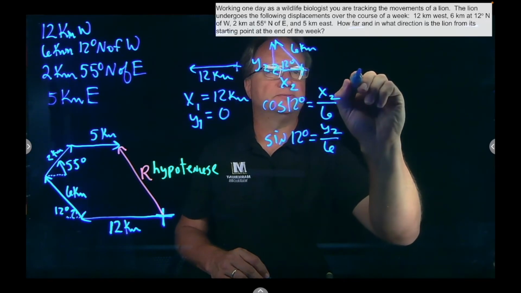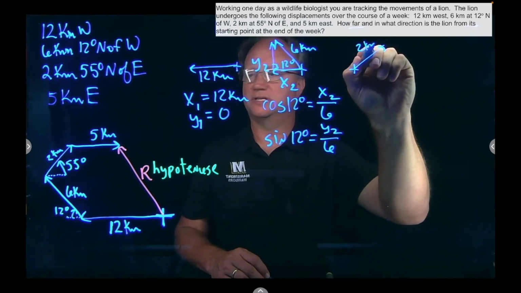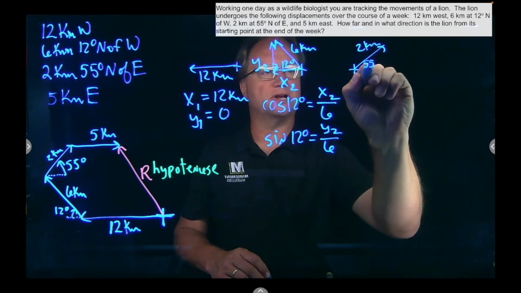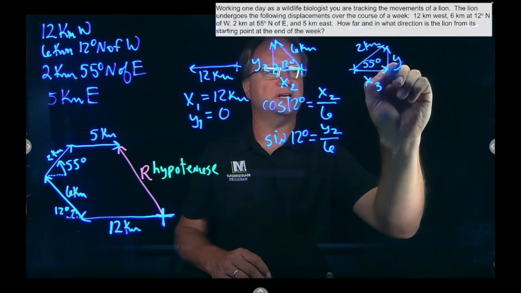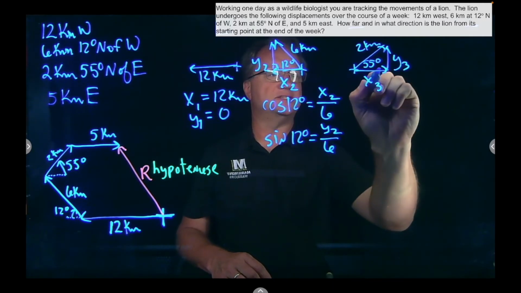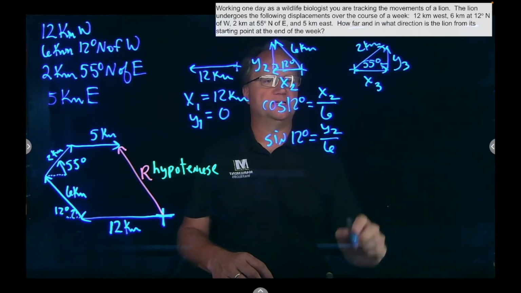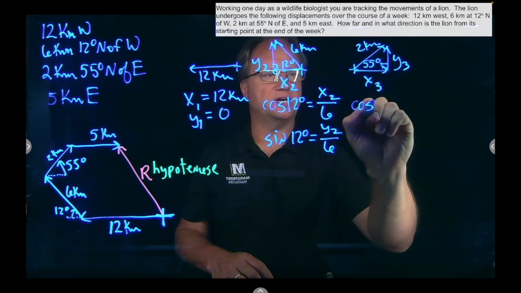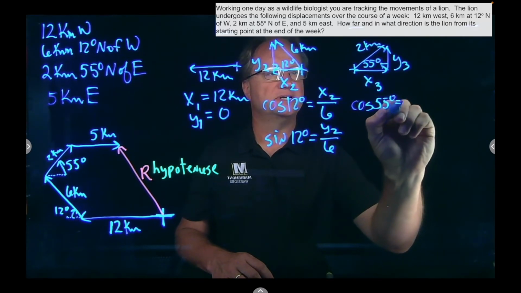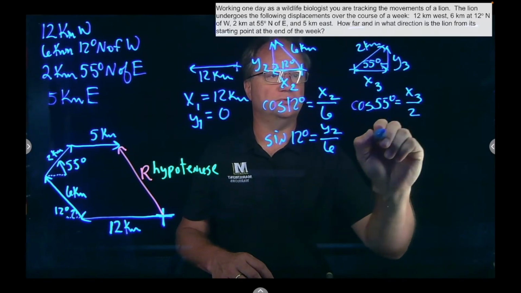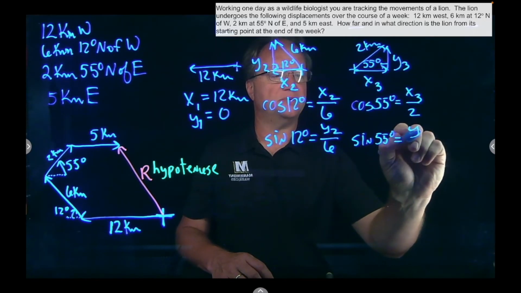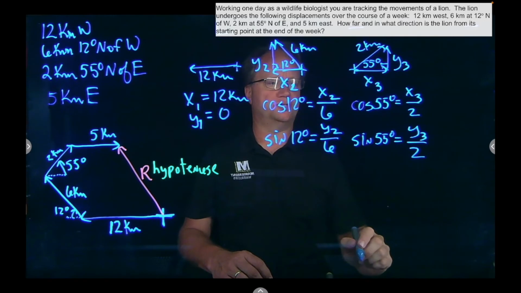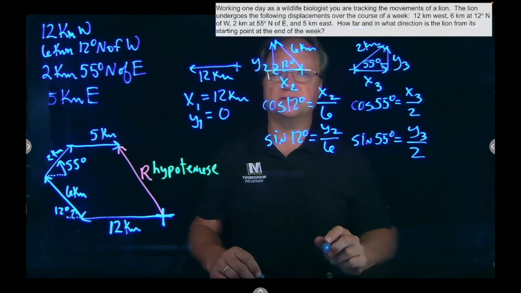Our third vector, let's see, we are 2 kilometers, 55 degrees right there. And so we have an x3 and a y3. This is also a little right triangle. So then trig functions, cosine 55 degrees, that's going to be x3 over 2. Sine 55 degrees, that's going to be y3 over 2. And we can do the calculations on those in just a minute.